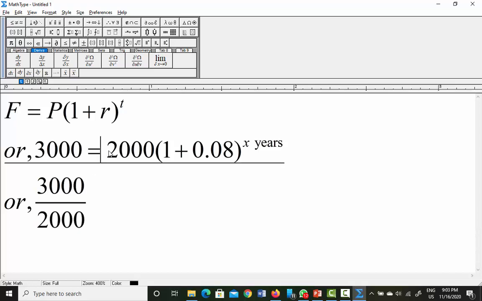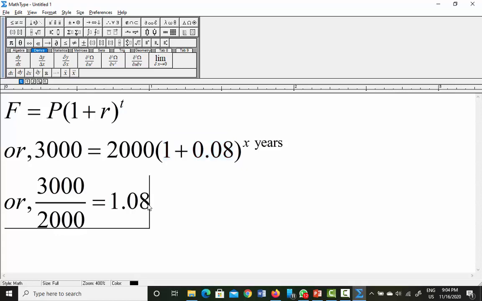If you bring this $2,000 to the left-hand side, we will get 1.08 power X. So we need to find out the value of X. 3000 divided by 2000 means 1.5 is equal to 1.08 power X.